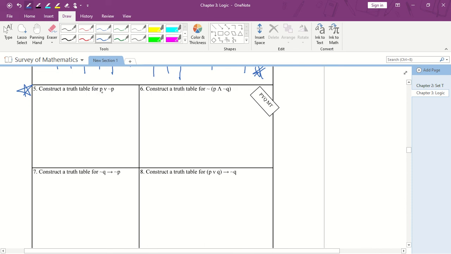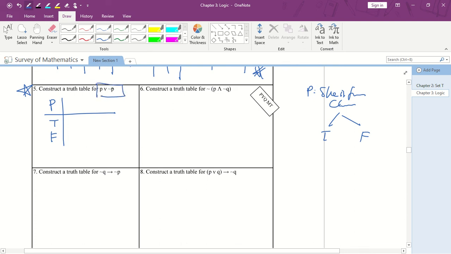Okay, so if there is only one P, it means there is only one statement. For example, I say she is from China. The possibilities of this statement can be either only true or false. So it will be only true or false. Okay? So let's try to look at this one.